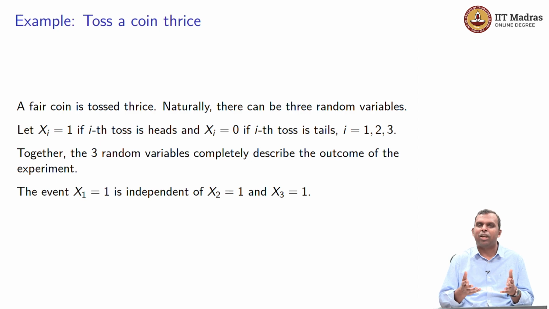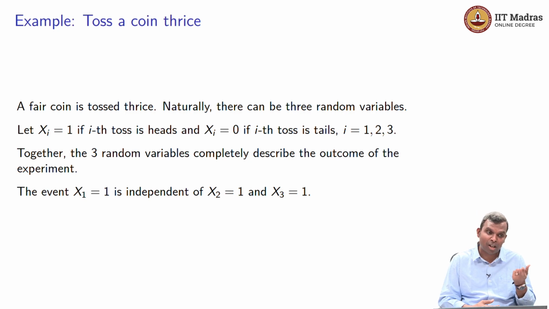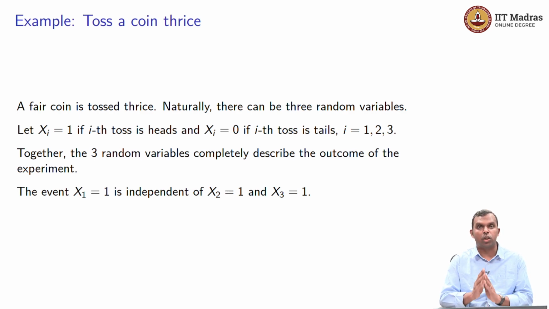And you define 3 random variables that completely specify the outcome. Another interesting observation you can make about this particular case is about events that you define with x1. Suppose I define the event x1 equals 1. We saw before that a random variable taking a particular value is actually an event. Now if you define an event with x1 alone, it's going to be independent of any event that I define with x2 alone.